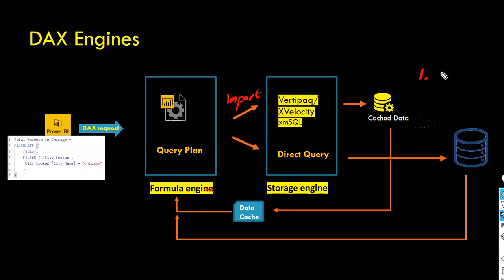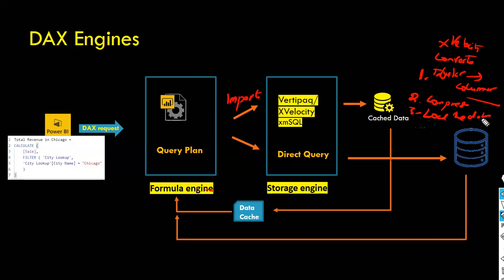So one is, the XVelocity engine converts your table or data into columnar data, step 1. In the second step, it compresses the data. And then the third step is it loads the data in memory.